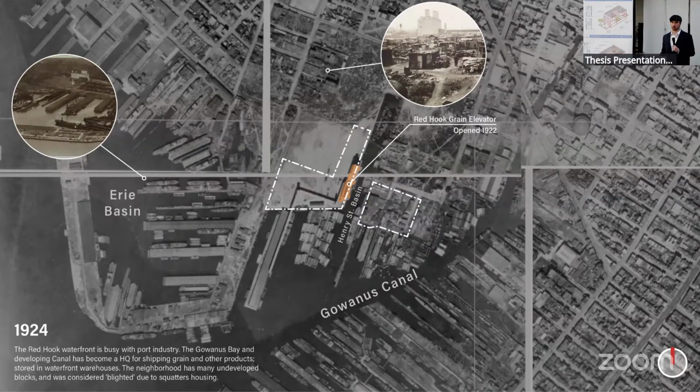So if we take a look at our site in particular, by 1924, when this image was taken, the site was developed with what will become the subject of this project, the Red Hook grain elevator. It was part of wider development on the Gowanus Canal at the time. There was a lot of industry coming in and shipping was becoming a large part of this neighborhood's economy. So the grain elevator was built as a place to store grain and then ship it back out.